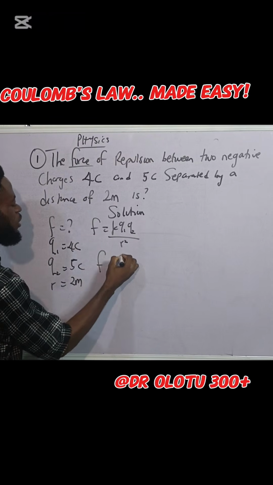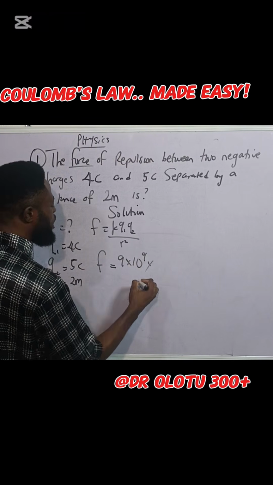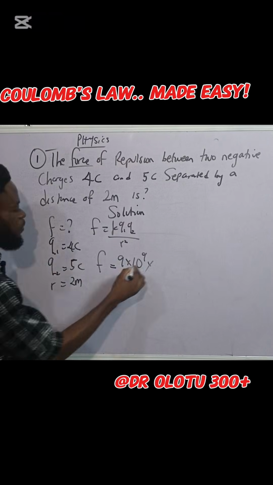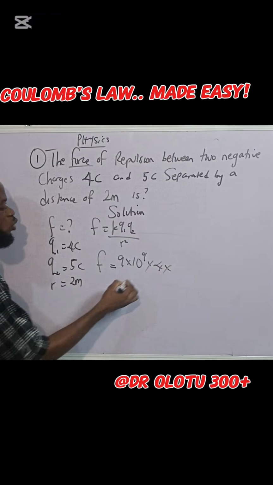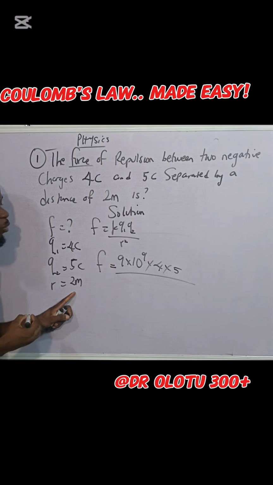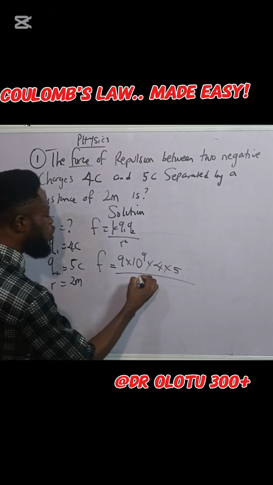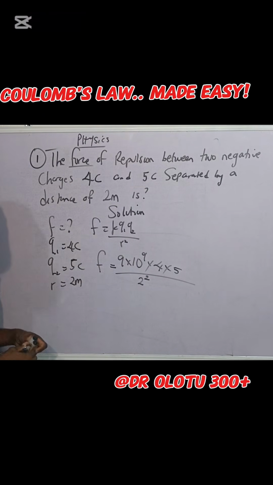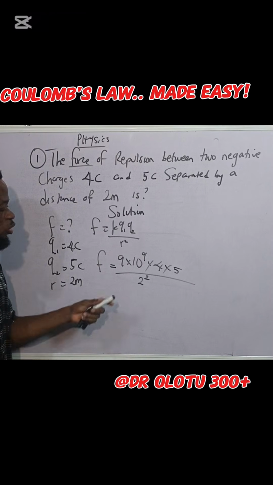is equal to, what is K? It is a constant, right? 9 exponential 9. What is Q1? That's 4. What is Q2? That is 5. What about R? R is 2. But because it is R square, that becomes 2 square. And of course, 2 square is like saying 2 times 2. 2 times 2 is 4.